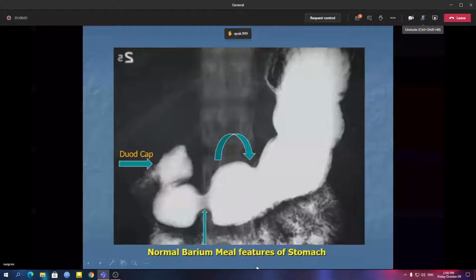If the same filling defect persists in a number of plates, then, sir, I think it's a filling defect because of any space occupying problem, a lesion. Maybe a gastric malignancy. But if in one film it is here, another film it is here, another film it is here, it is probably because of peristalsis. A single plate cannot give you a clear answer. Okay?